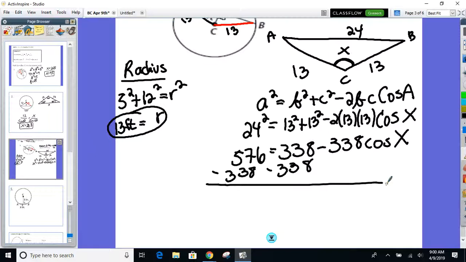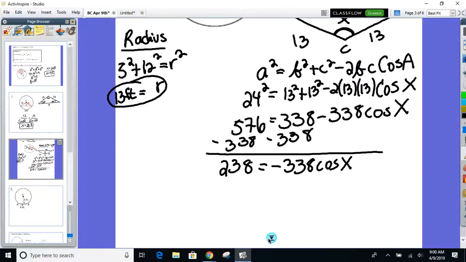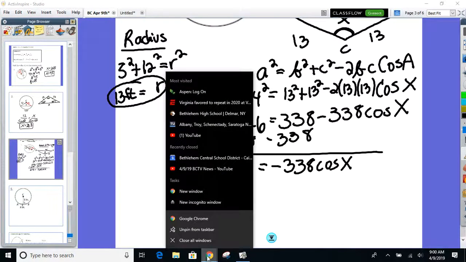And to my math, I got 238 here. And what's left on the other side? Don't drop the sign. Negative 338 cosine X. Yep, we're rolling, having fun. Here we go. Next up.